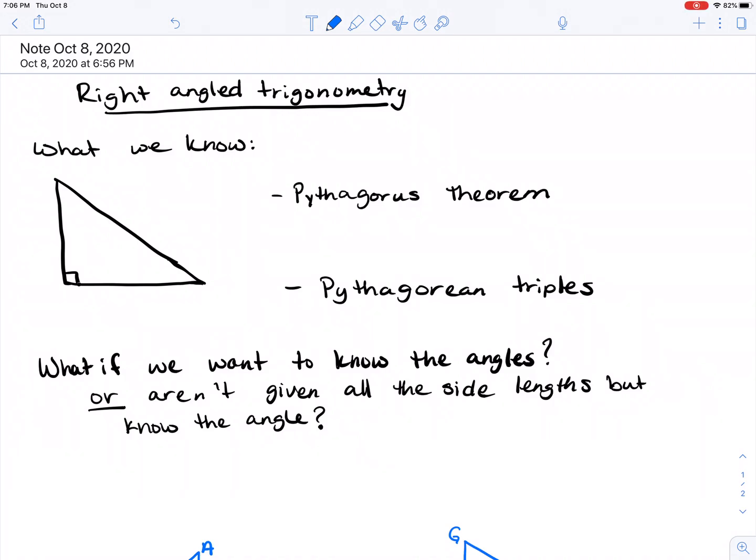Welcome to the tutorial on right-angled trigonometry. What do we know about right-angled triangles? Well, you may be familiar with Pythagoras' theorem. It states that a squared plus b squared equals c squared.